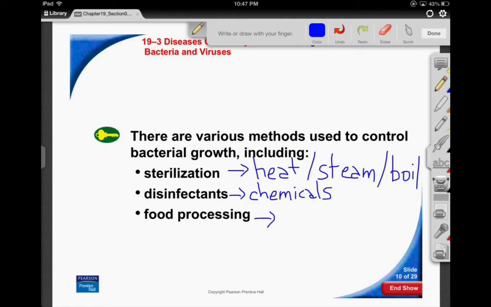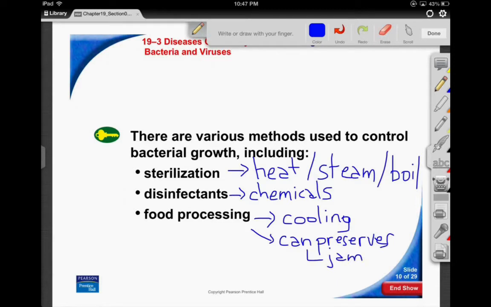And we'll look at food processing. So basically cooling, your refrigerator, right? Another thing that you can do is preserves, okay? By that I'm talking about jam, things like that.